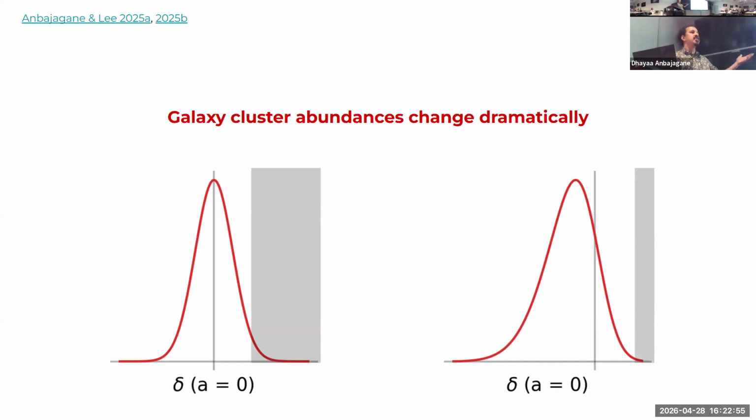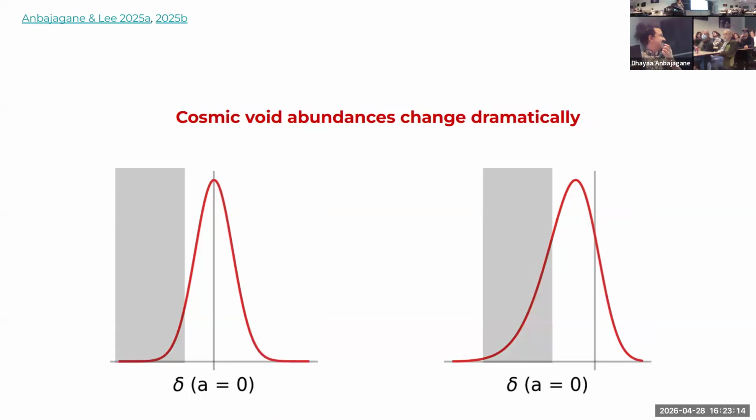And so this is a generic prediction you would get from any kind of primordial non-Gaussianity, because all of them are going to tilt the distribution in various ways. So they will always change galaxy cluster abundances. Once you do that, they will change the dwarf galaxy abundances as well. I think you were first, Brian. Voids. Exactly. Perfect. And the cosmic void abundances change dramatically because you get way more underdense regions. Perfect.